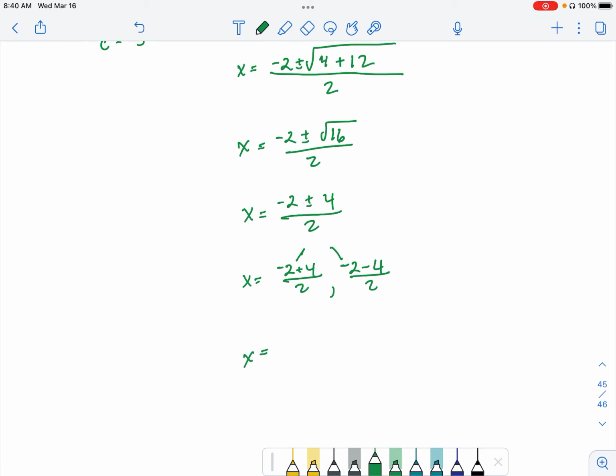Negative 2 plus 4 is positive 2 over 2. Negative 2 minus 4 is negative 6 over 2. And that gives us x equals 1 and negative 3. That's our final answer.